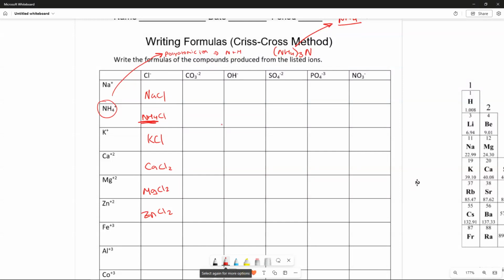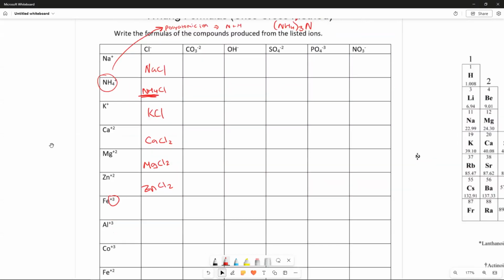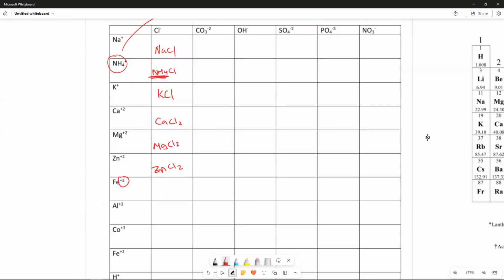Let me erase that on chlorine real quick. Alrighty, and we have an Fe3 plus, so that's iron 3 plus. Let me scroll down a little bit. Alright, so with that iron 3 plus, we need 3 chlorines, because each chlorine is 1 minus. 3 minus 3 equals 0, so we need 3 chlorines. So we're going to have Fe, and then Cl, and 3. So FeCl3.